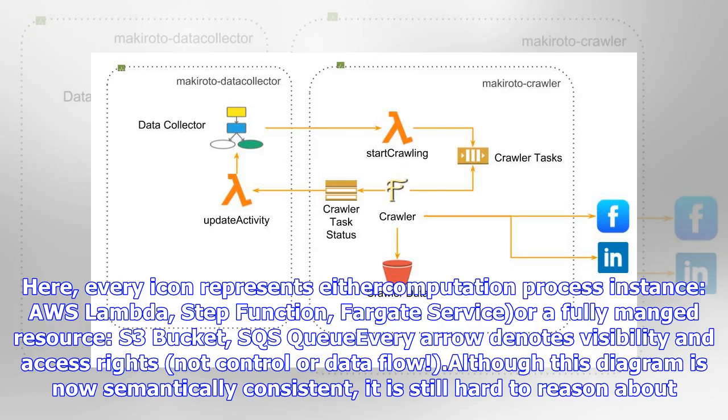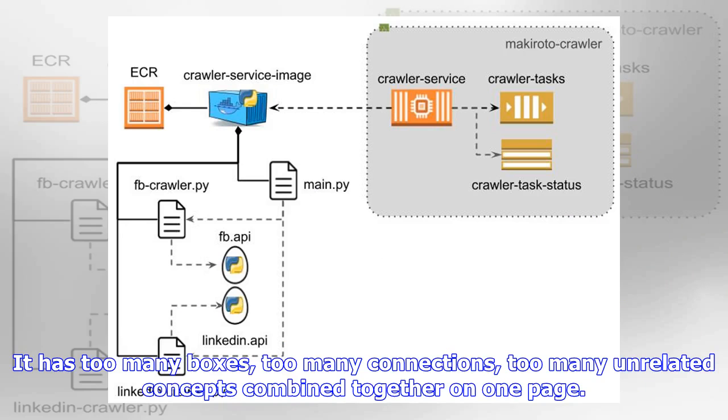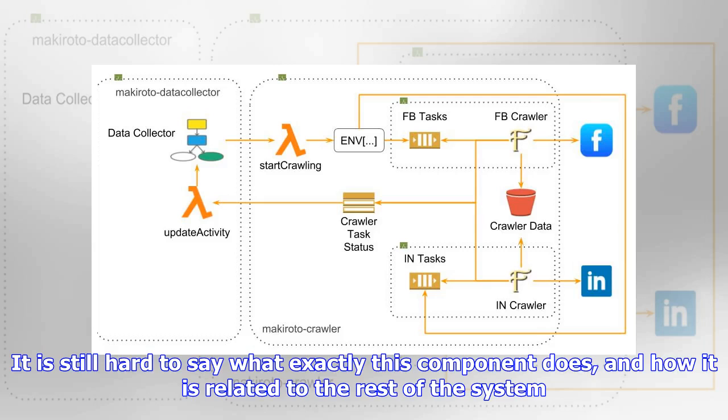Here, every icon represents either a computation process instance, AWS Lambda, step function, Fargate service, or a fully managed resource, S3 bucket, SQS queue. Every arrow denotes visibility and access rights, not control or data flow. Although this diagram is now semantically consistent, it is still hard to reason about. It has too many boxes, too many connections, too many unrelated concepts combined together on one page. It is still hard to say what exactly this component does, and how it is related to the rest of the system.